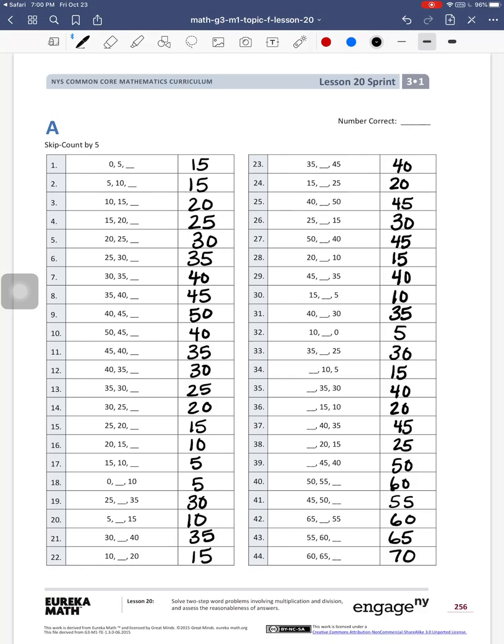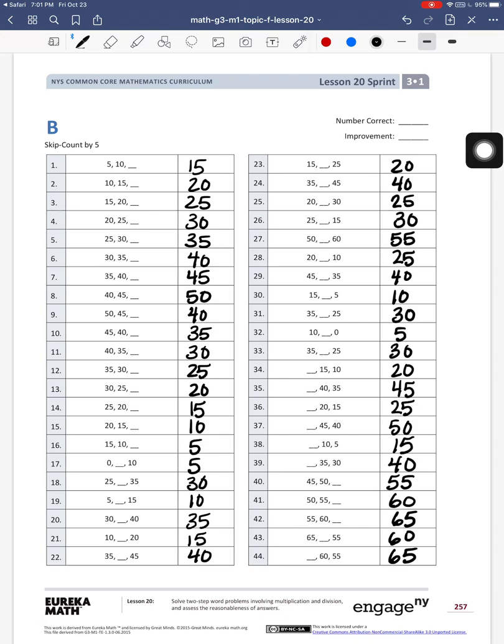Module 1, Lesson 20, Sprint A. Take a moment and press pause while you check your answers for Sprint A. When you're done, press play and check your answers for Sprint B. Don't forget, when you're done with Sprint A, to count your number correct and write that number right here.